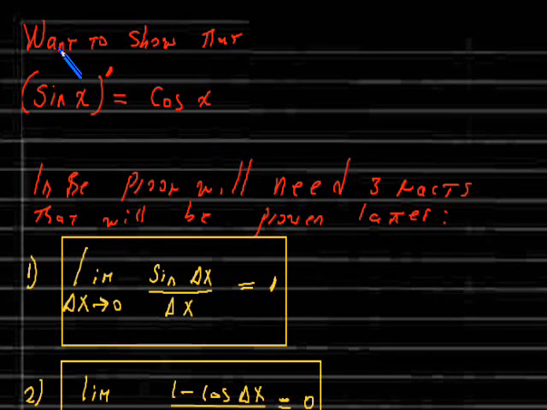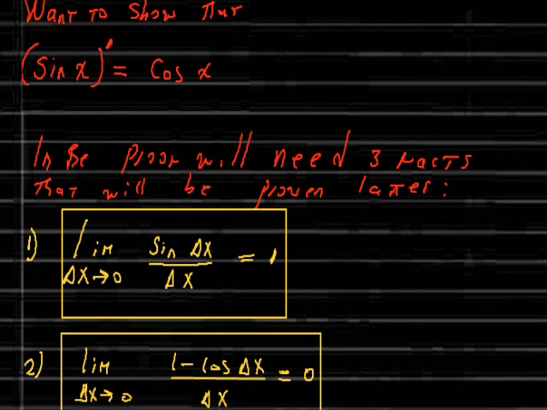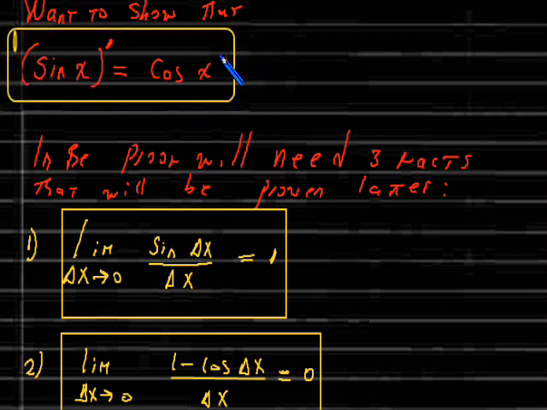So what I want to do in this video is answer a student's question. The question that I want to answer for him is he wants to know why the derivative of sine of x, sine x prime, is equal to the cosine of x. So in the process of proving that the derivative of sine x is equal to the cosine of x, this is what I want to prove.